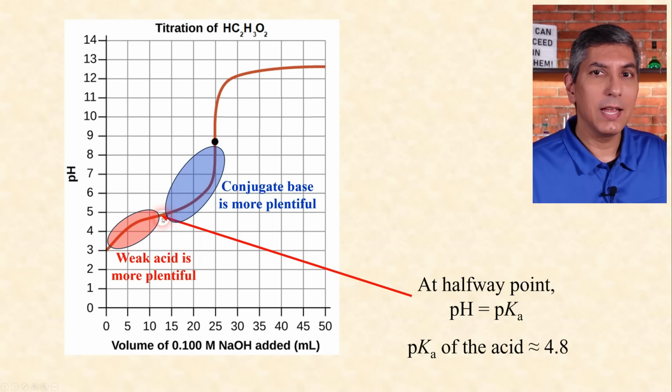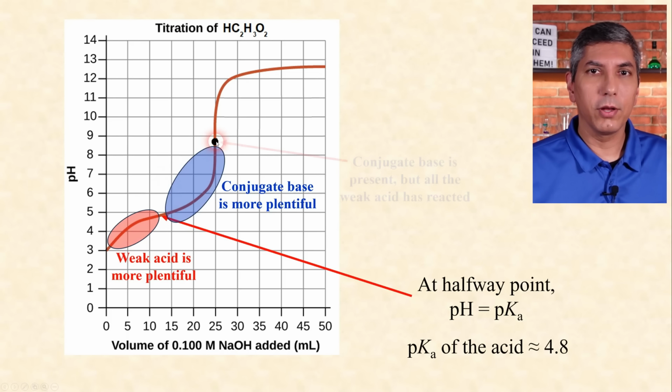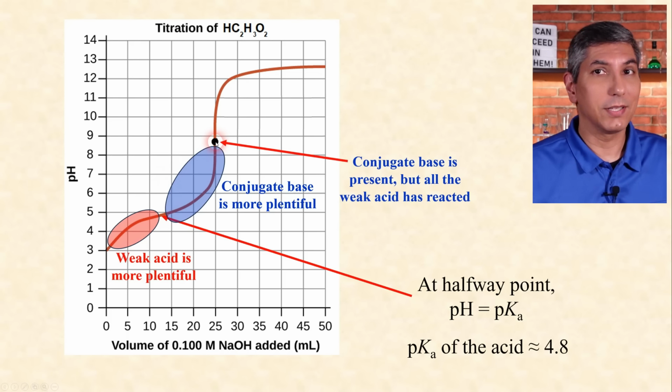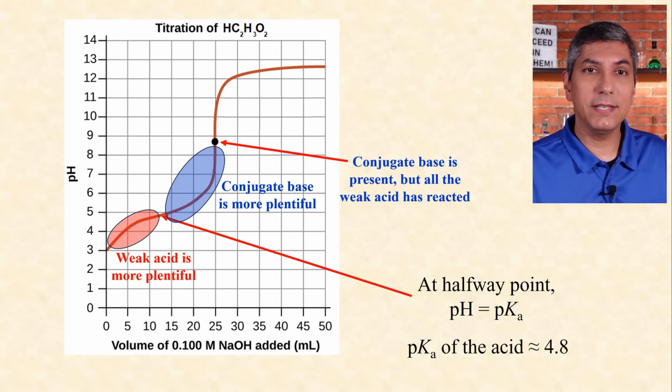Now, that means that at the exact halfway point, right here at 12.5 milliliters, the weak acid has exactly the same concentration as the conjugate base. What about the equivalence point itself? Well, at that point, all of the weak acid is gone. It's all been reacted. The conjugate base is the only important species here that's still present in the flask.